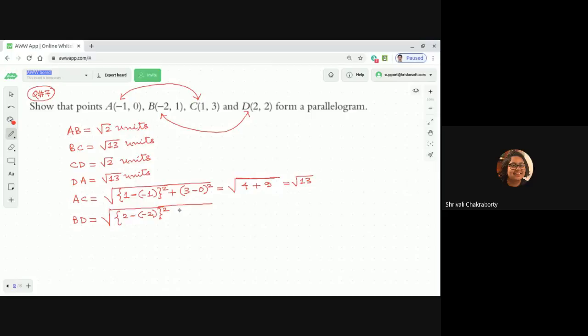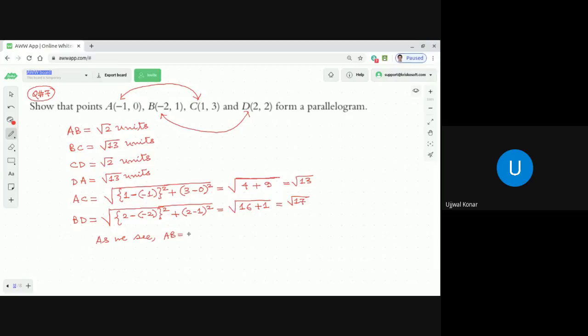2 minus minus 2, that is actually 2 plus 2, that is 4. 4 whole square is equal to 16. Plus 2 minus 1 whole square. So the square root of 16 plus 1 is equal to the square root of 17. Yes, sir, that's what I got. Okay, great.